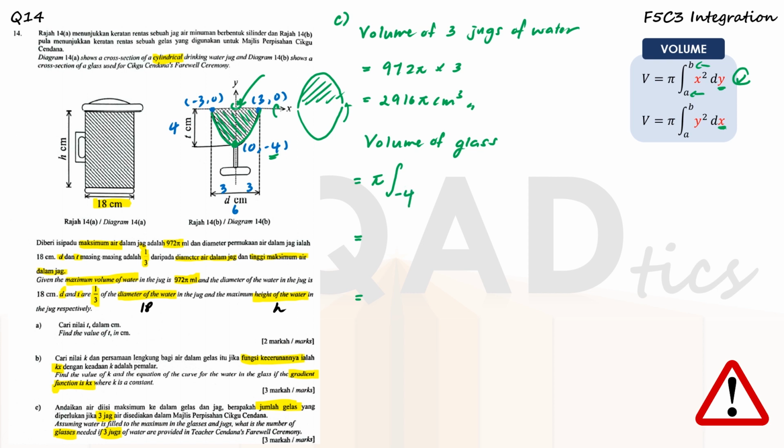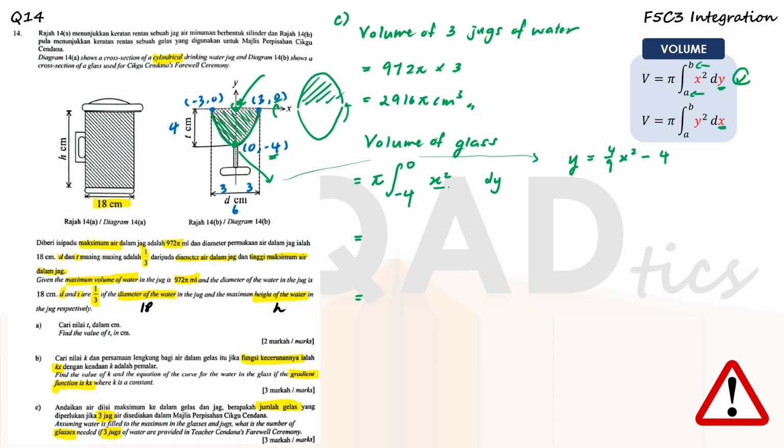And the highest point, or the highest y value, is 0. Okay, so we put it here, and we will just follow x squared and dy. Okay, so the x squared, we need to change it depending on the equation of the curve, which we have found in part B. Okay, so here I'll write it here. Okay, so from part B we found that the equation is this.